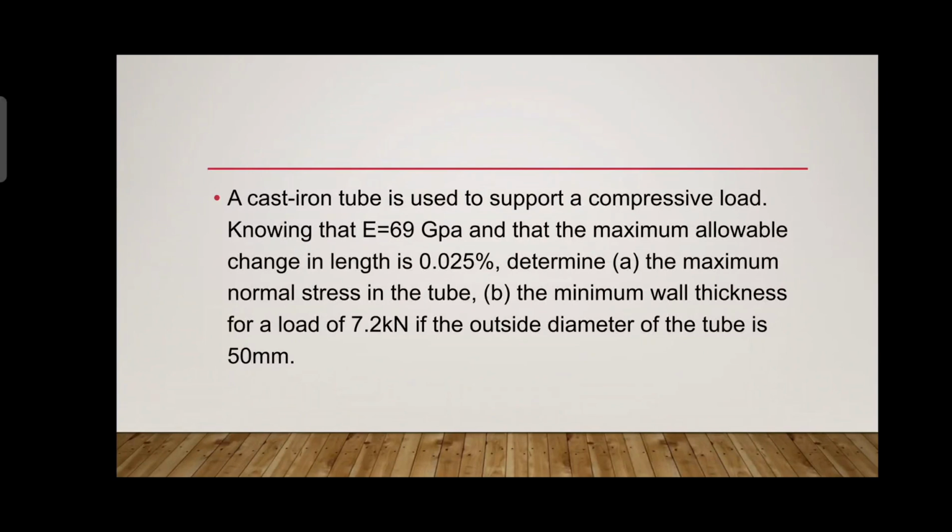So we'll be solving problem number 2.6 from the book Mechanics of Materials, 4th edition, by Beer and Johnston. A cast iron tube is used to support a compressive load. Knowing that E equals 69 GPa and that the maximum allowable change in length is 0.025%, determine A, the maximum normal stress in the tube, and B, the minimum wall thickness for a load of 7.2 kN if the outside diameter of the tube is 50 millimeters.